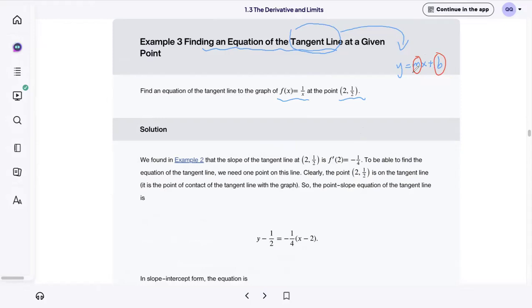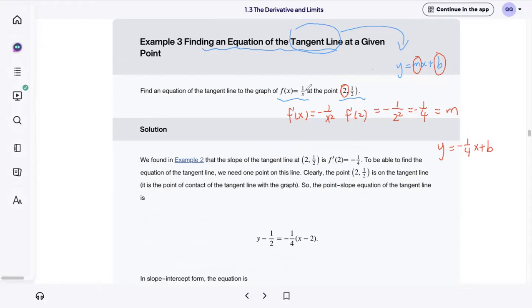So m, where do we get m? M is the derivative of this function, right? We already calculated f prime of x equals -1 over x squared from the previous example. Now we evaluate it at 2 because the x value equals 2. That means we plug in x as 2, which gives -1/4. So the slope is just -1/4. So we can write y equals -1/4 x plus b.